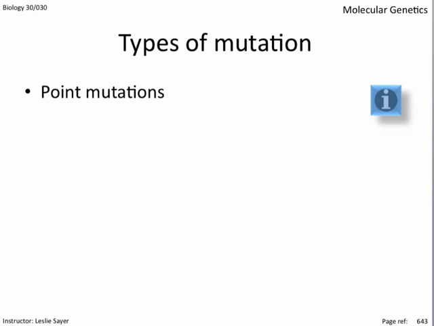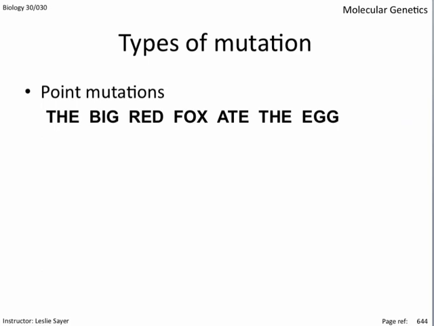Point mutations involve one or two nucleotides at a single point in the gene. Another way to visualize how a point mutation and the addition of a single nucleotide ruins the formation of a protein is to consider this sentence: The big red fox ate the egg, purposely done in three-letter words to represent DNA codons. Each would transcribe into mRNA codons and translate into amino acids.